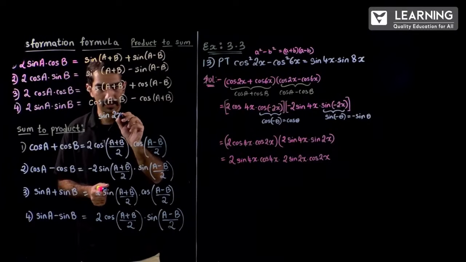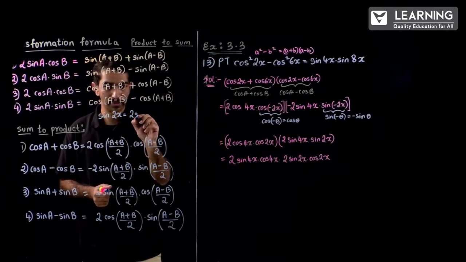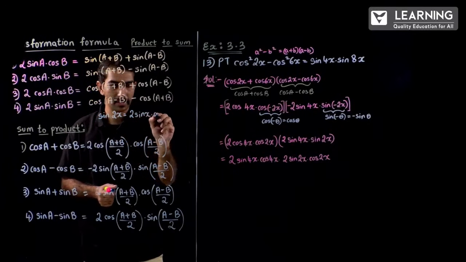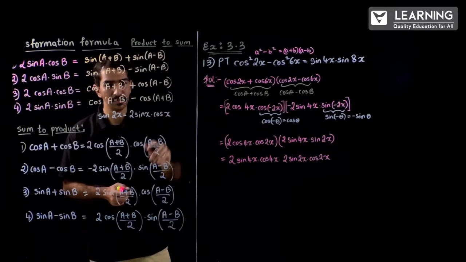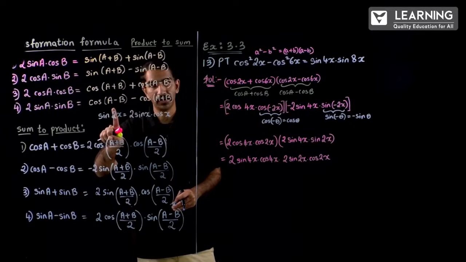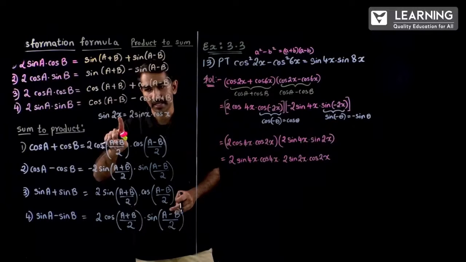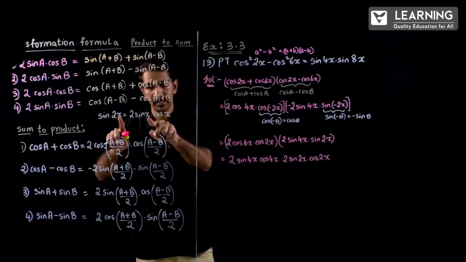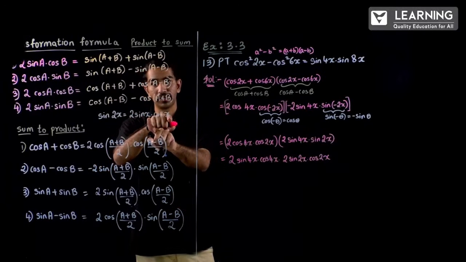Sine 2x equals 2 sine x cos x. Now very simple, students. Here we have written x. Leave this 2, do not see this 2. Only see this. Here we have written x. That is why we have written x here as well as x here also.